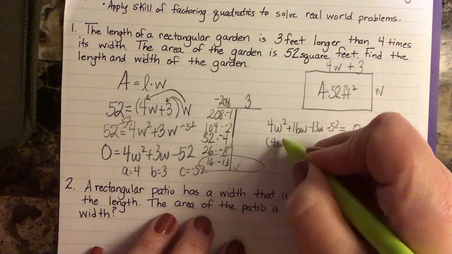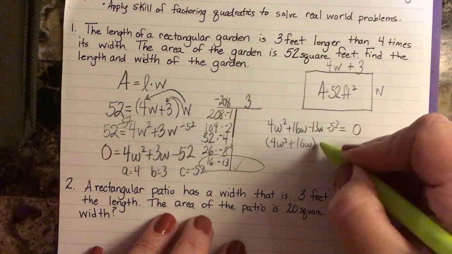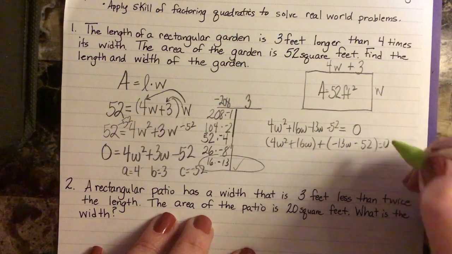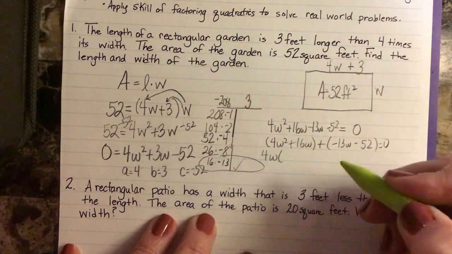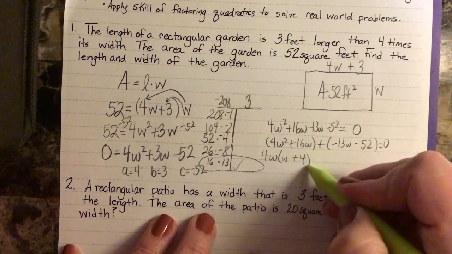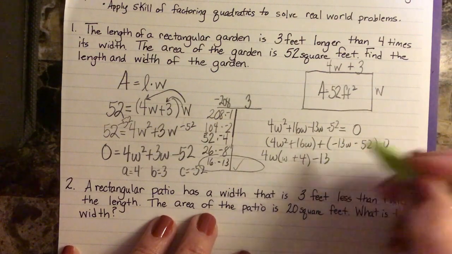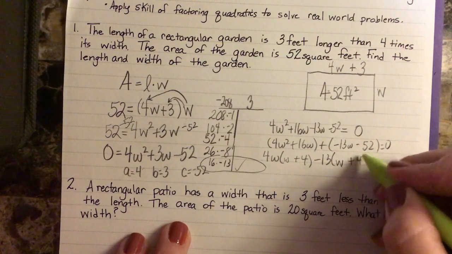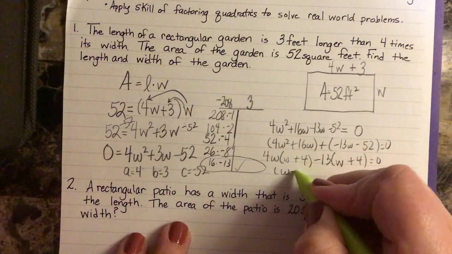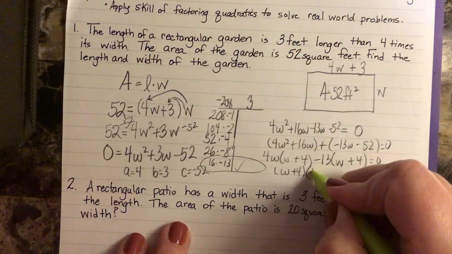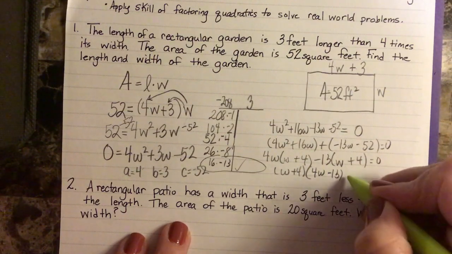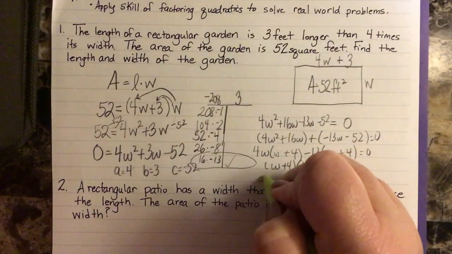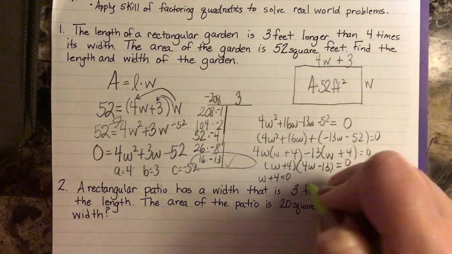I'll group the first two together, put a plus sign, group the second two together, take out the greatest common factor. I think negative 13 is the greatest common factor. Take out the greatest common factor. It did work. I have w plus 4 times 4w minus 13. I'll do the zero product property. I think I needed a little bit more space, but that's okay.